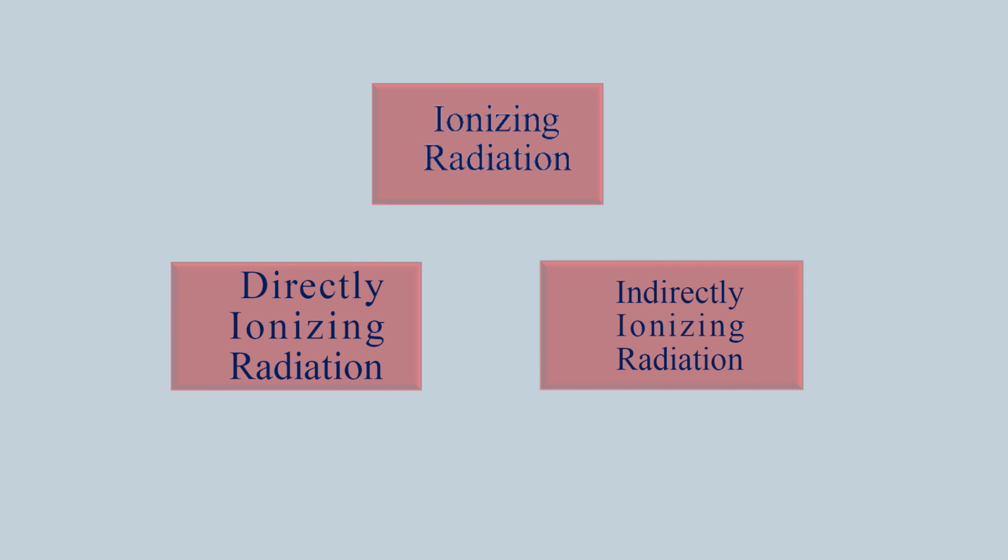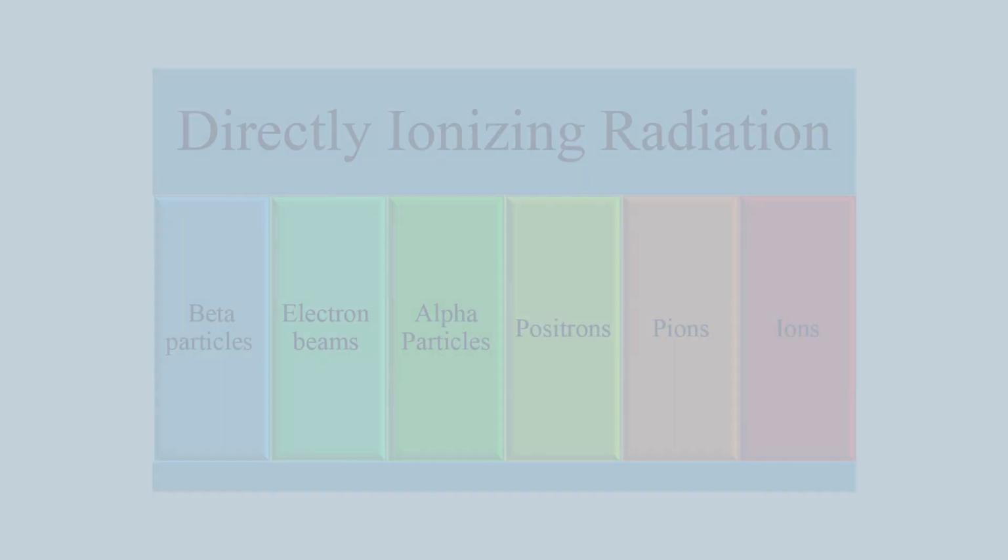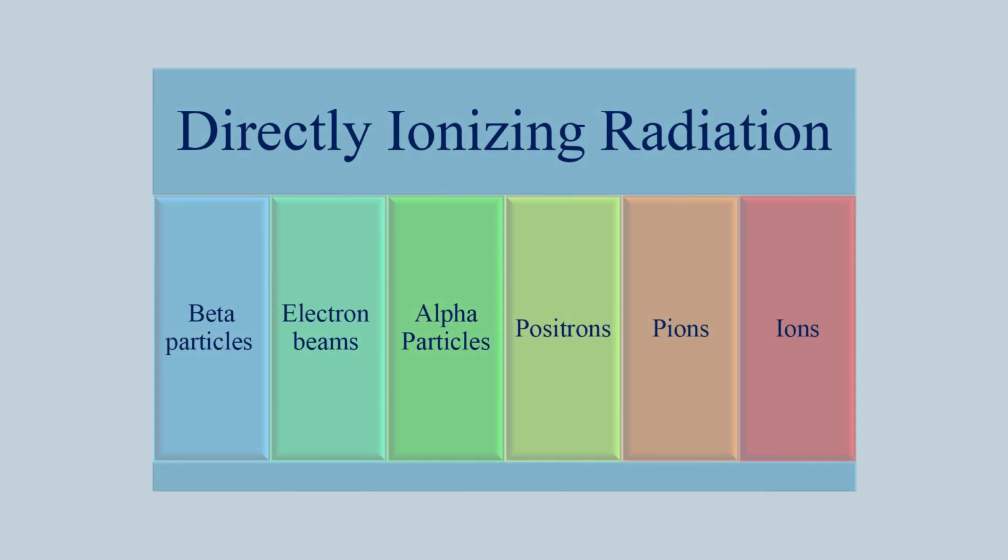Ionizing radiation is also classified into two categories based on how it interacts with matter. The first is directly ionizing radiation and the second is indirectly ionizing radiation. Directly ionizing radiation consists of charged particles which have the ability to ionize atoms or molecules directly through interaction as they pass through matter. The energy of this charged particle is transferred directly to electrons of the material, causing ionization.